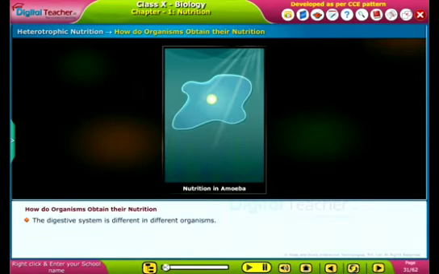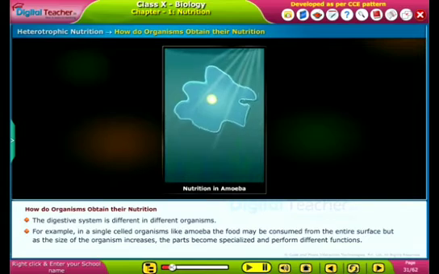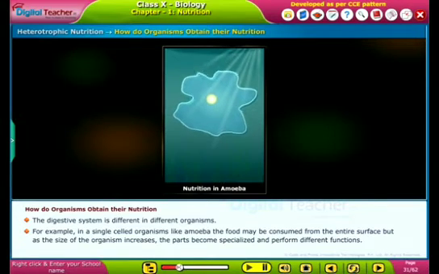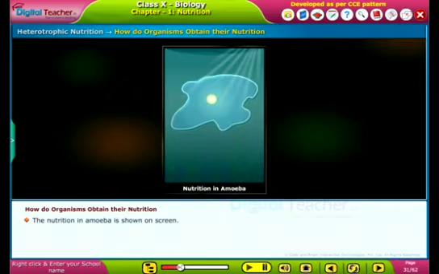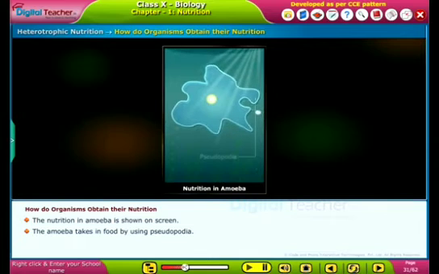The digestive system is different in different organisms. For example, in single-celled organisms like amoeba, the food may be consumed from the entire surface, but as the size of the organism increases, the parts become specialized and perform different functions. The nutrition in amoeba is shown on screen. The amoeba takes in food by using pseudopodia, as shown in the image.